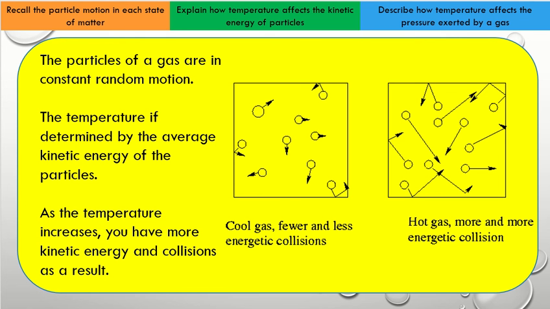And then as a result, you're going to get more collisions. So you'll see in the diagrams on this slide that on the left, we've got a cooler gas, there's going to be less kinetic energy shown by the small arrows, and as a result, it's less likely for them to collide with each other.